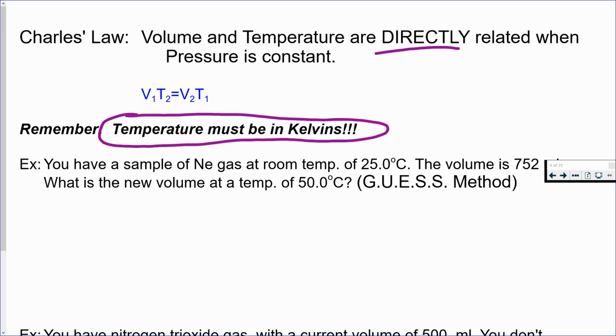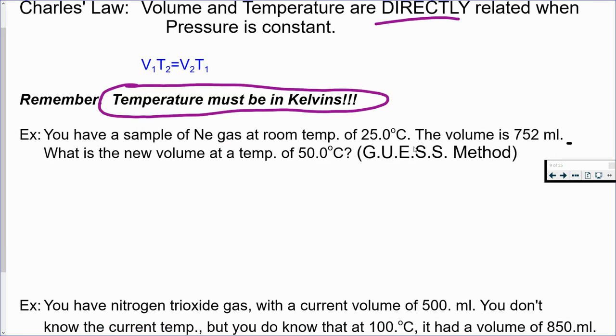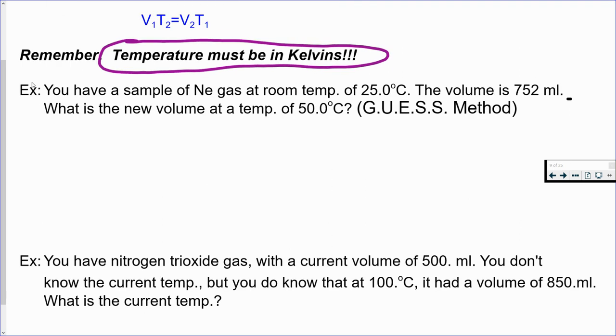They are directly related, which means if one goes up, the other goes up, or if one goes down, the other goes down, meaning they're going to do the same thing. So let's walk through one of these problems, and then I'll have you guys do the second example on your own.